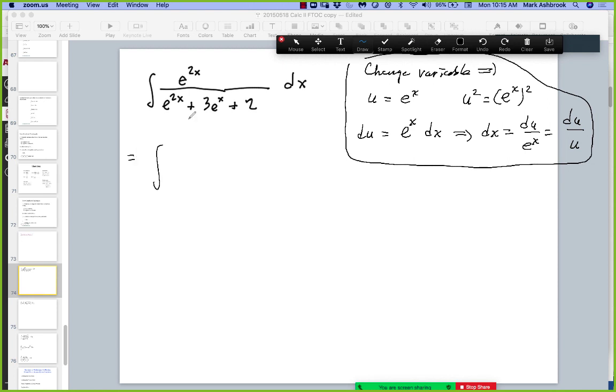And so it will be, we know e to the 2x is our u squared. Three e to the x is 3u, 3u plus 2. And then dx was du over u. So now this u that we got when we did the dx part will join up with the rest of the rate function. So now here's my rate function in terms of u.